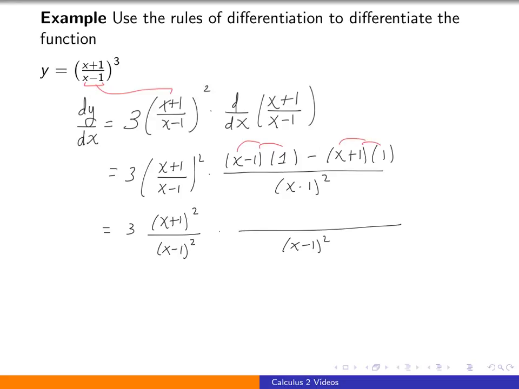So you would have x minus 1 minus x minus 1. So x minus x goes away. You're left with a minus 2. And if we take this minus 2 that's left and hit it with the 3, that would be minus 6. We have an x plus 1 squared, and we have an x minus 1 squared times an x minus 1 squared, which is x minus 1 to the 4th.